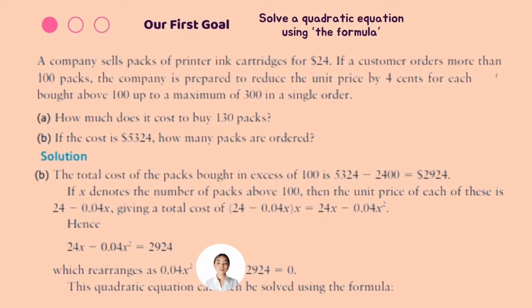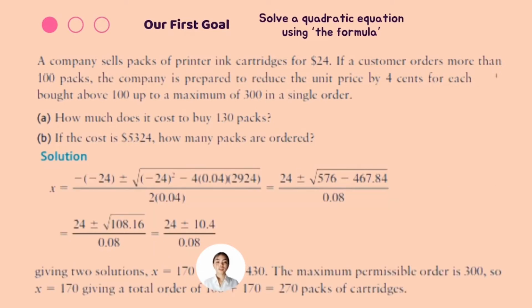So this quadratic equation can then be solved using the formula. So let us use our quadratic formula. x is equal to negative 24, which is our b, plus or minus the square root of negative 24 squared, which is our b squared, minus 4 times 0.04, which is our a, times 2,924, which is our c, divided by 2 times 0.04, which is our a. So we will get 24 plus or minus the square root of 576 minus 467.84, divided by 0.08. So 576 minus 467.84 is 108.16. So 24 plus or minus the square root of 108.16, divided by 0.08, is equal to 24 plus or minus 10.4, because that is the square root of 108.16, divided by 0.08.